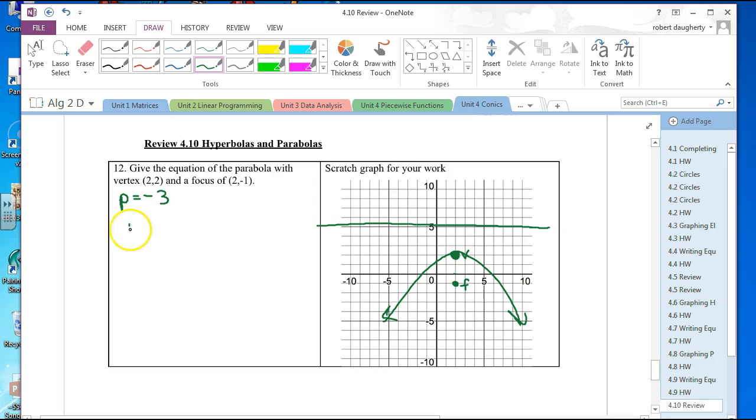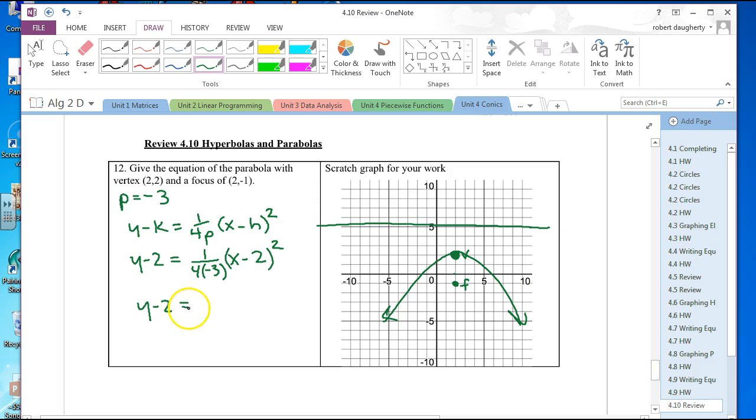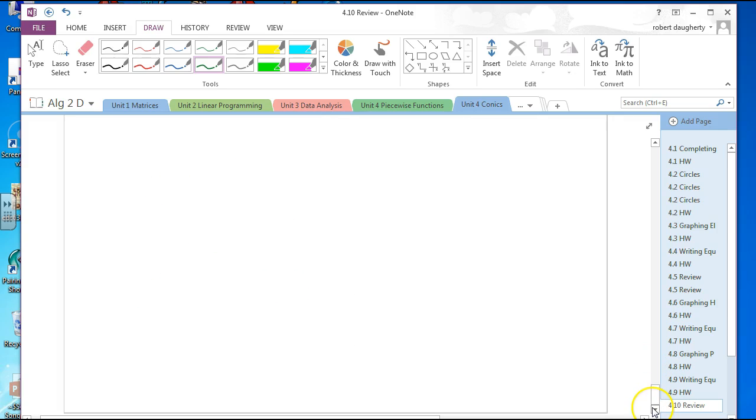And the form for this equation is y minus k equal 1 over 4p times x minus h squared. So this is y minus 2 equal 1 over 4 times negative 3 times x minus 2 squared. So y minus 2 equals negative 1/12 x minus 2 squared. And that is it.